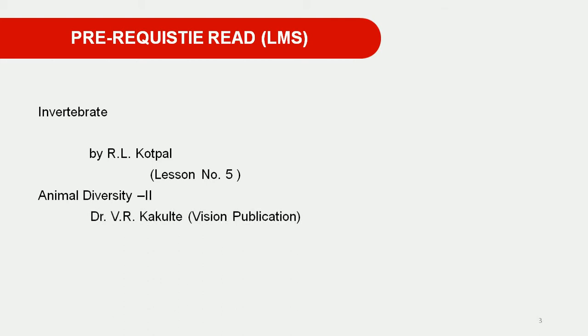Invertebrate is one of the good books available in the market, written by Dr. R.L. Kotpal, and you can go through lesson number 5 for the phylum Arthropoda. Then you can also go through another book, Animal Diversity Part 2, published by Vision Publication and written by Dr. B.R. Kakote. In this book, you can read lesson number 3, where you get good detail about the phylum Arthropoda.